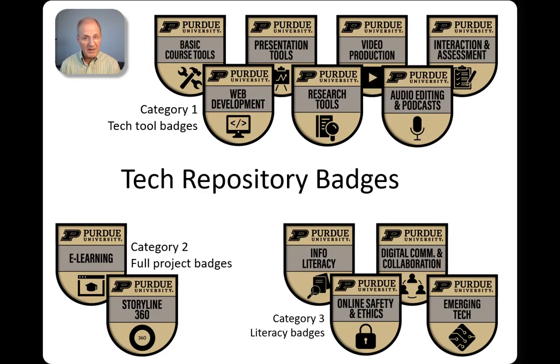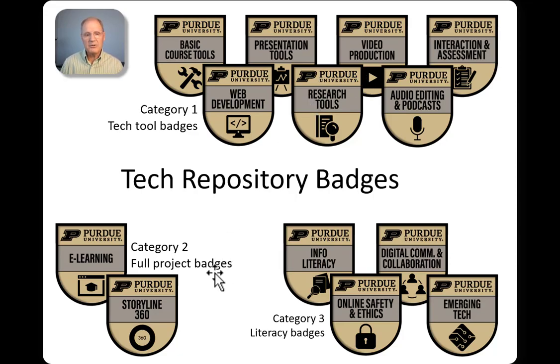Now within the tech repository badges, we have basically 13 badges that we've divided up into three categories. The first ones are those listed at the top, which deal with the tech tool badges. These are specific types of technologies. We have some for the basic course tools, things like screencasting and using blogs. And then you've got web development, presentation tools, research tools, video production, and those types of things, each with specific types of tools that you can use to accomplish the task that you have in front of you.